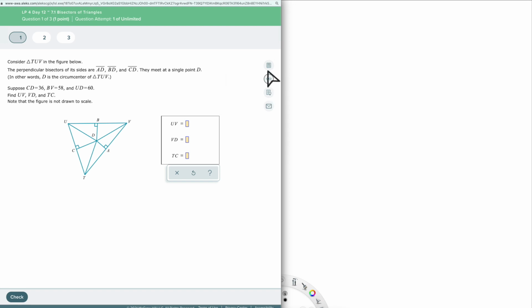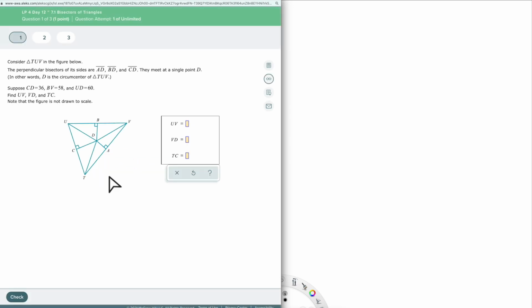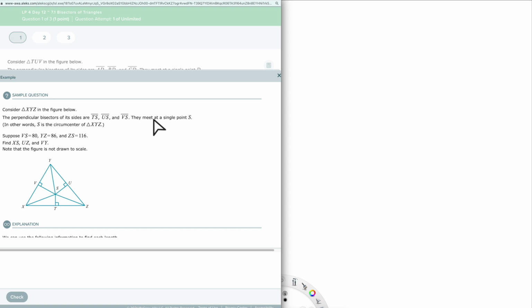So explanation will tell you you're going to lose your question attempt because it's going to give you the answer to this question. Definitely, it's not going to give you the answer and then let you come type it in. That's not how that works. The example, though, will show you an example of this same problem type so that we can work through this problem. And then, you can look through, see exactly what it is.